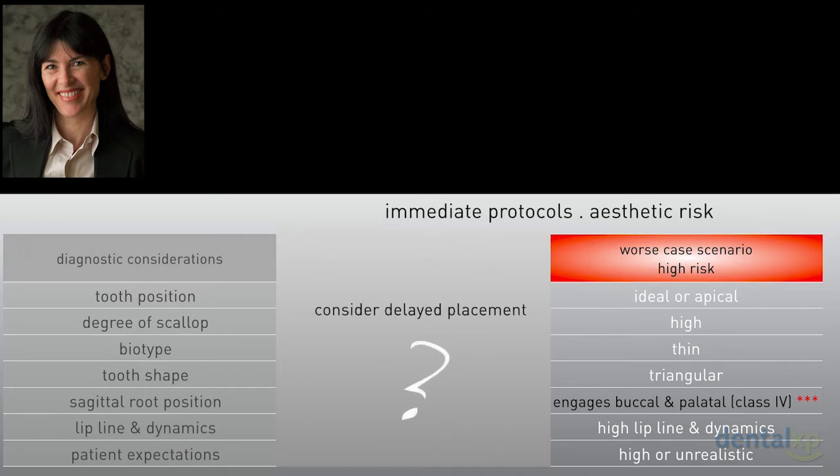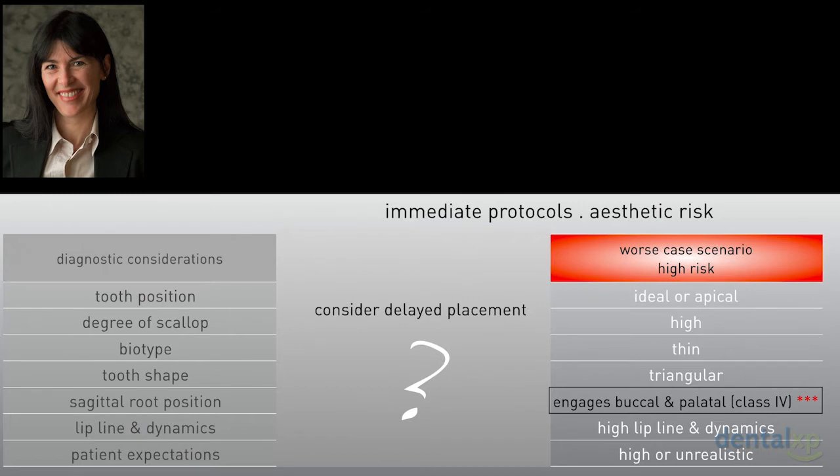So you've got somebody who's highly scalloped, a very aesthetically demanding patient, high lip line. They have triangular shaped teeth. These are the don'ts. They'll tell you don't think about immediate placement and restoration in these cases. They are risky. But I'm going to tell you that I completely disagree today.